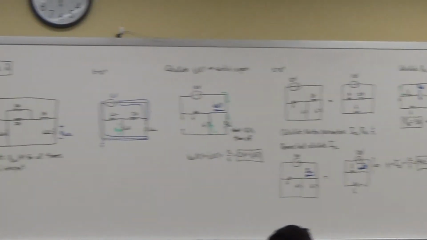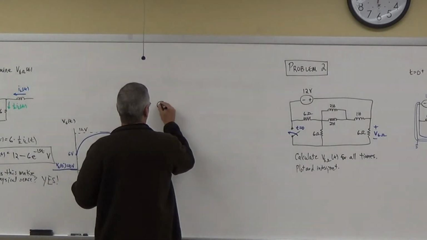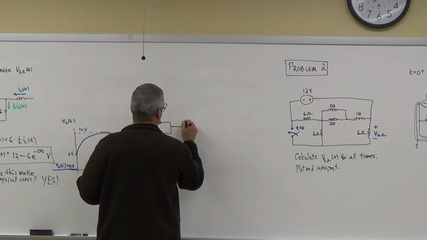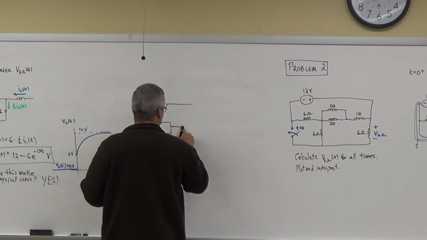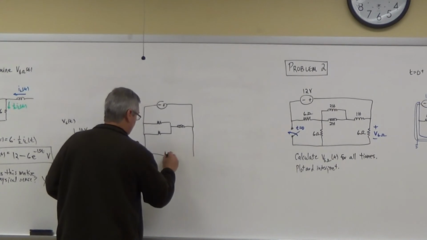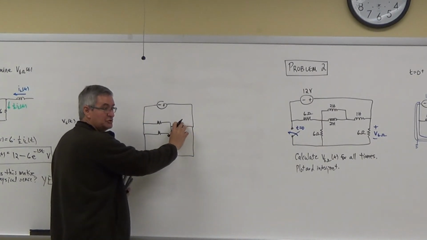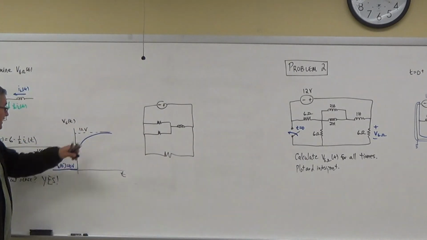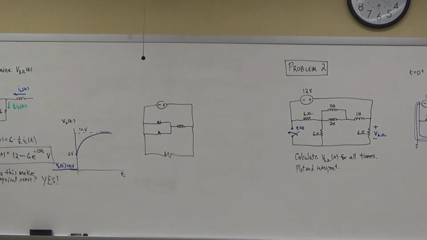When you redraw this thing, that 3 ohm is really like this with the inductor. And when that guy goes to a short, these two are still in parallel with the 12 volt, and I get 12 volts, just as expected. Okay, let's go to the next one.